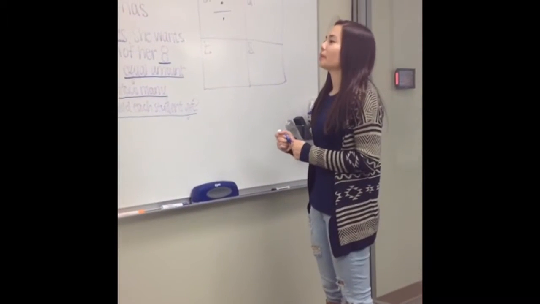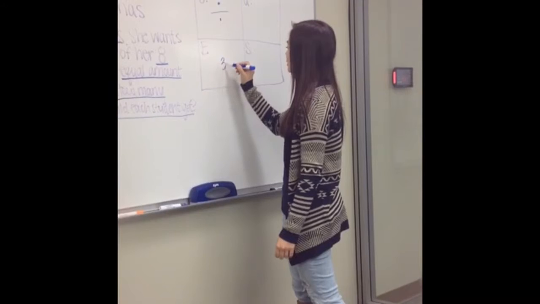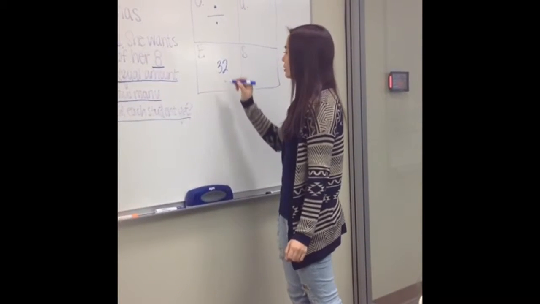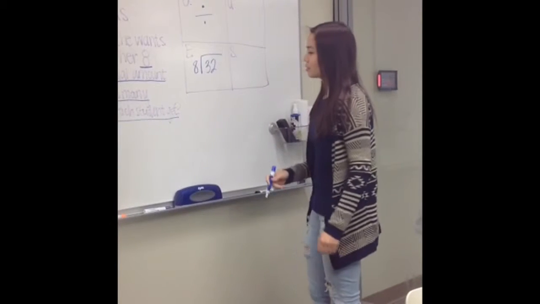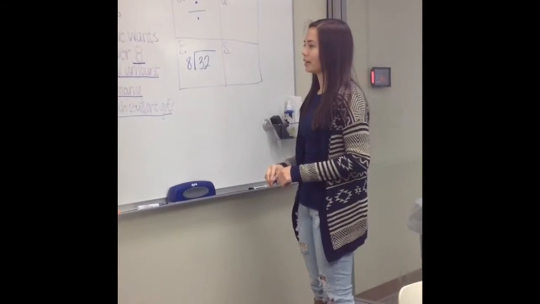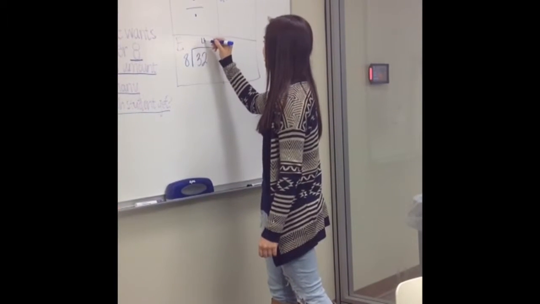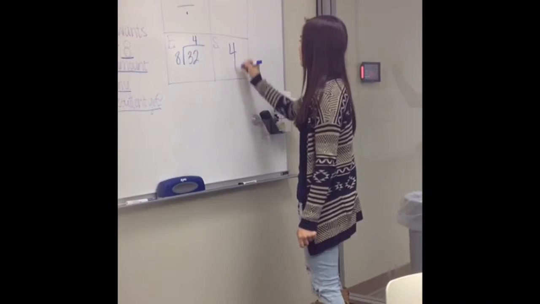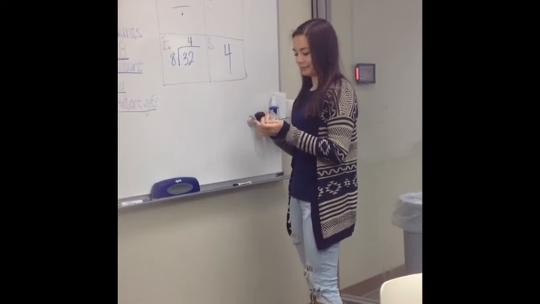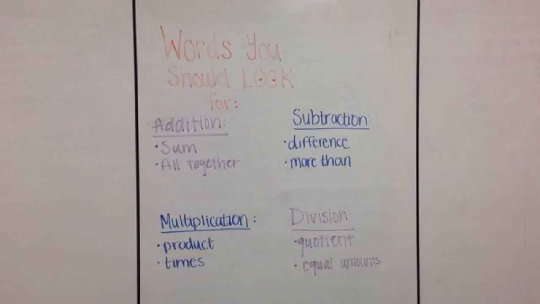Okay, so we know that we have 32 brownies, and we're dividing them into 8 groups. So 32 divided by 8 would be 4 groups. 4 brownies in each group, I mean. So my answer would be 4. Good job, Taylor.